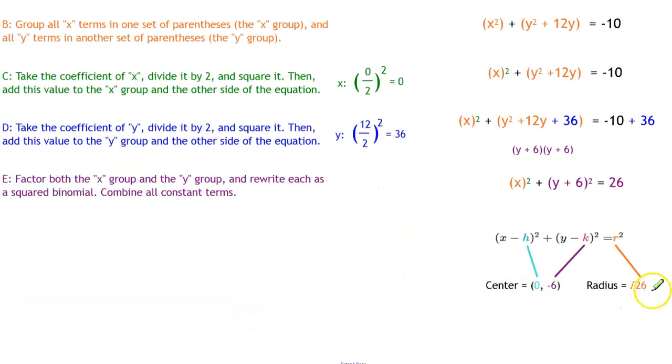Now I know everything there is to know about the circle. I know the center is 0 because there's no number here in the parentheses, and negative 6 because this is a plus 6. And the square root of 26 is my radius.